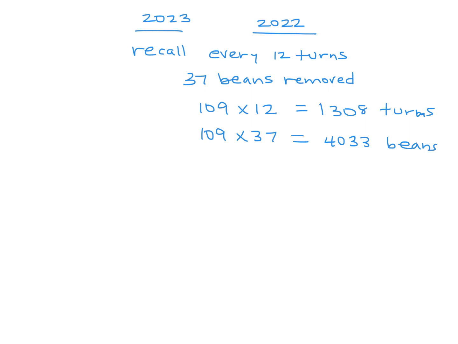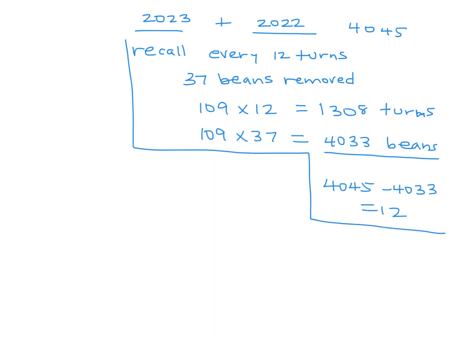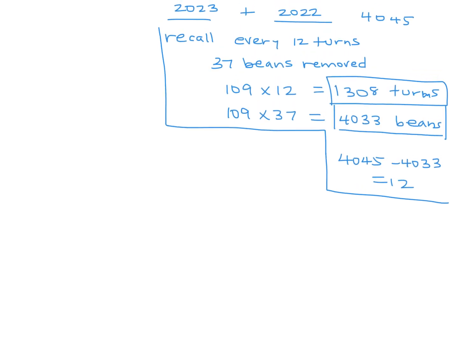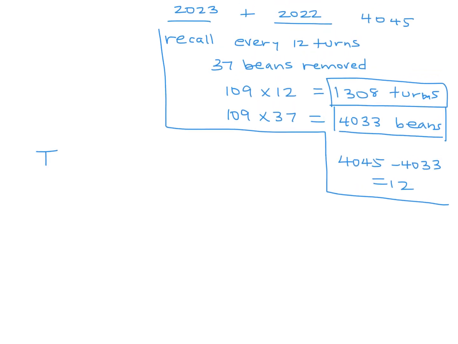Now this 2023 plus 2022, that's a total of 4045, right? So if I remove that many, I'll have 4045 minus 4033, which is just 12. So that makes it much simpler. So basically what I'm saying is I've done this many turns and I've removed this many beans, and now I'm down to 12.